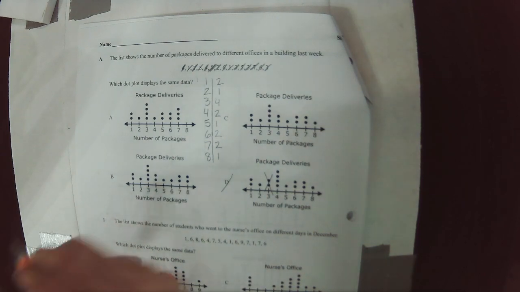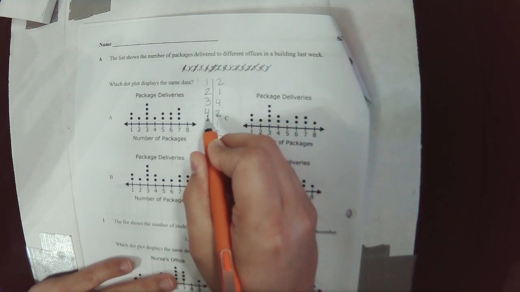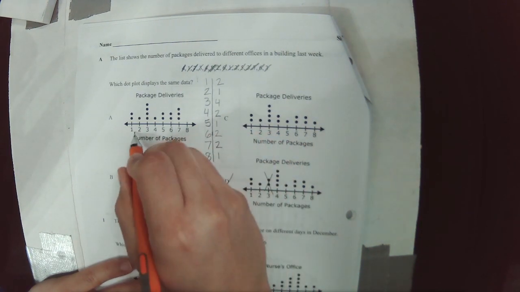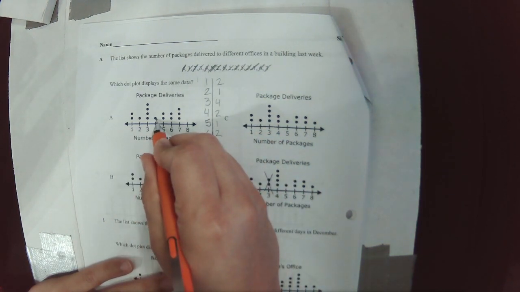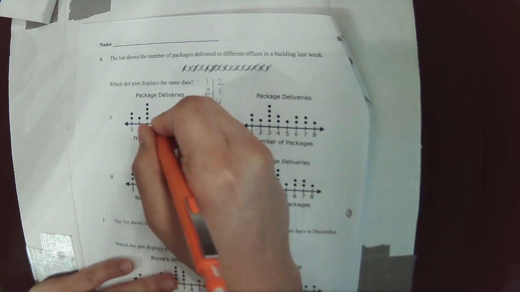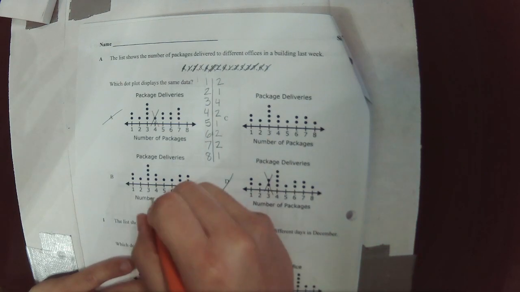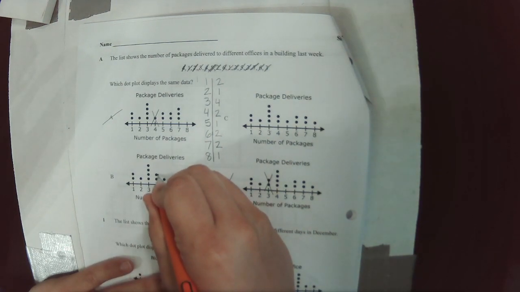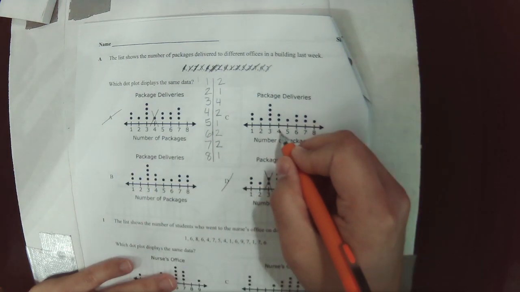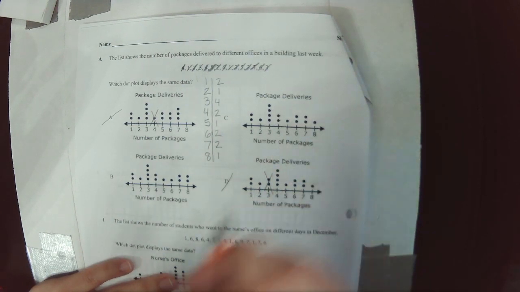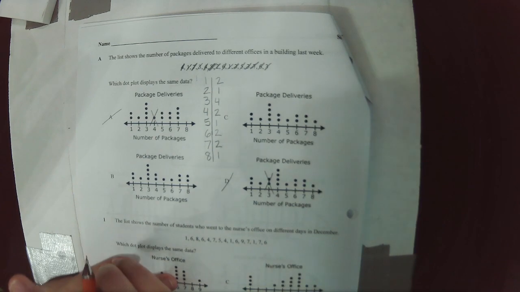Now we can check the number 4. Number 4 should have 2 dots. The number 4 has 1 dot on one choice. That's out. The other two have 2 dots on the number 4. Okay, I'm getting closer at least. Only 2 answer choices left.